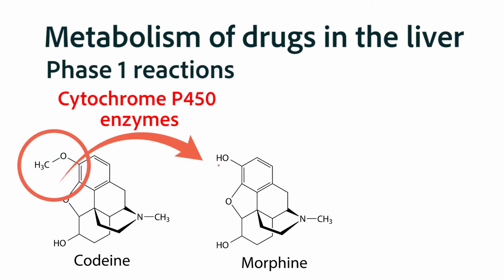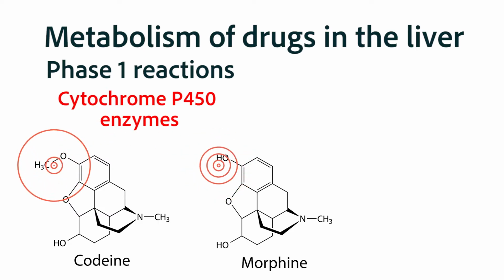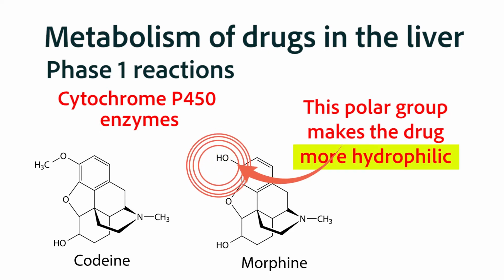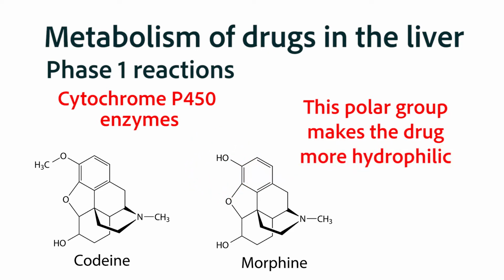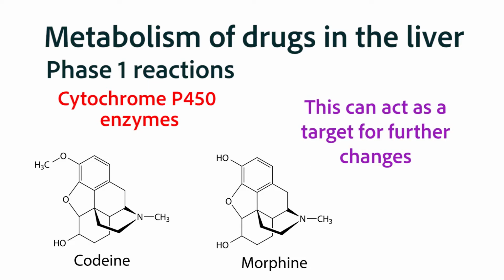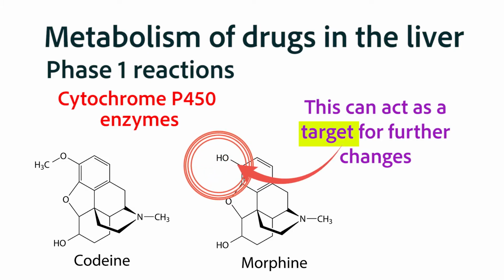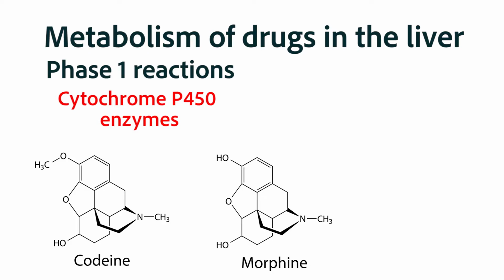In other words, these reactions make the molecule more water soluble. Besides making the drug more water soluble, the phase 1 reaction also, in simplistic terms, gives the liver an additional target to come back to change the molecule even further the next time that it goes through the liver. In other words, the very site that we changed the first time is often the target of other liver enzymes the next time it goes through the liver.